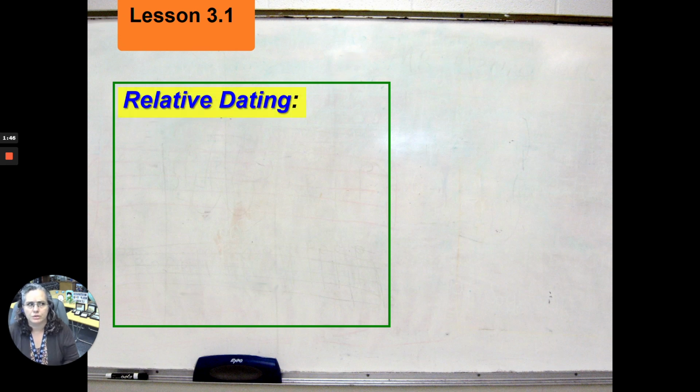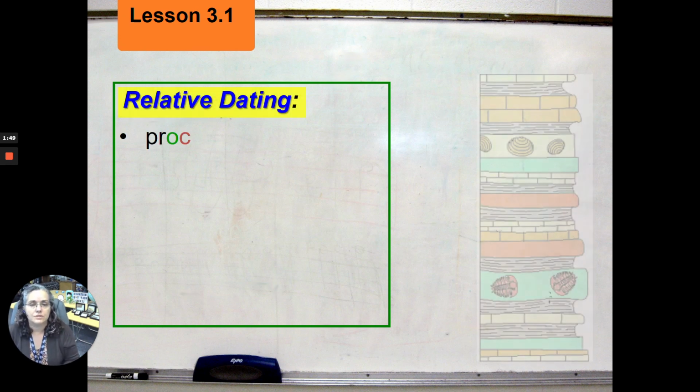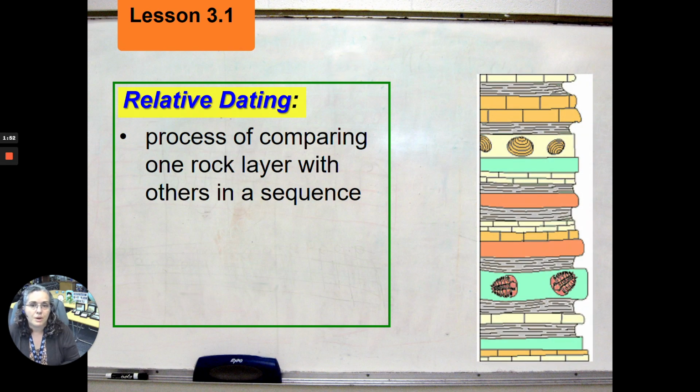So relative dating. This is the process of comparing one rock layer with others in a sequence of layers. So if you notice these entire geologic layers right here, remember the oldest one's on the bottom and the newest one is on top. If I ask you how old a certain particular layer is, say this green one right here, you can't give me a number. You can't give me an age of that particular layer. But you can tell me, well, I know that it's older than the ones here with maybe these clam fossils, okay? So it's the process of comparing one rock layer with others, okay?